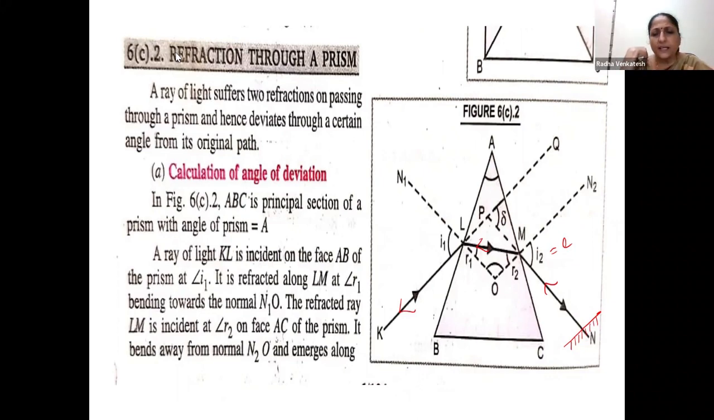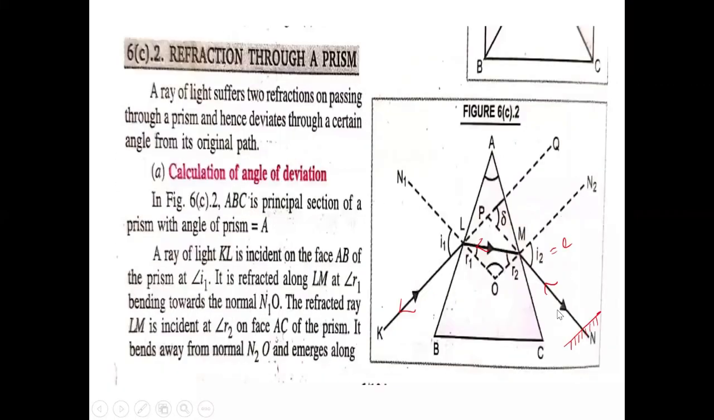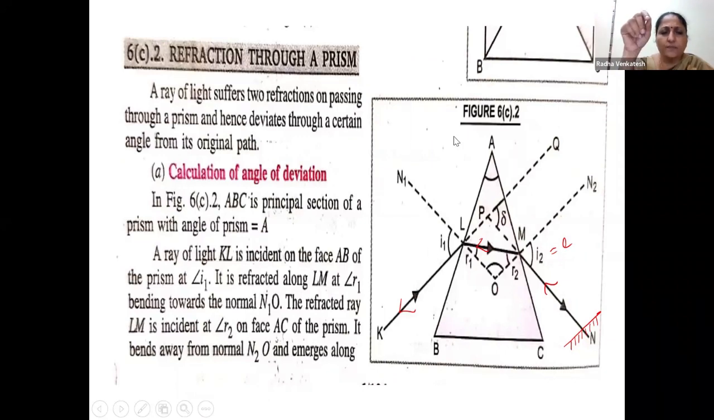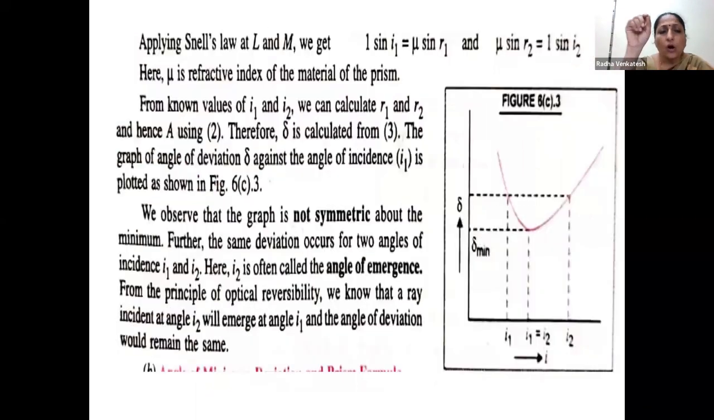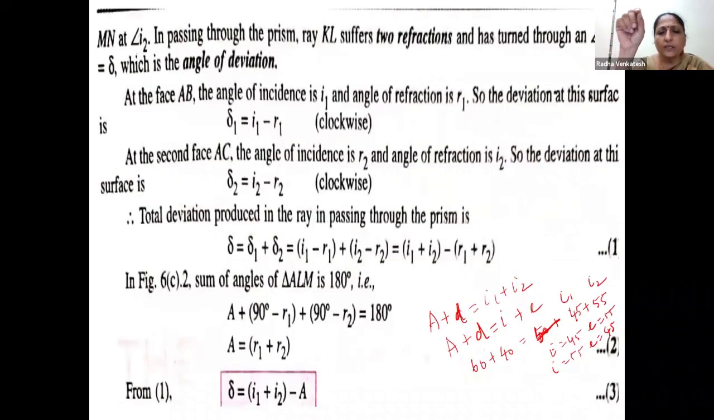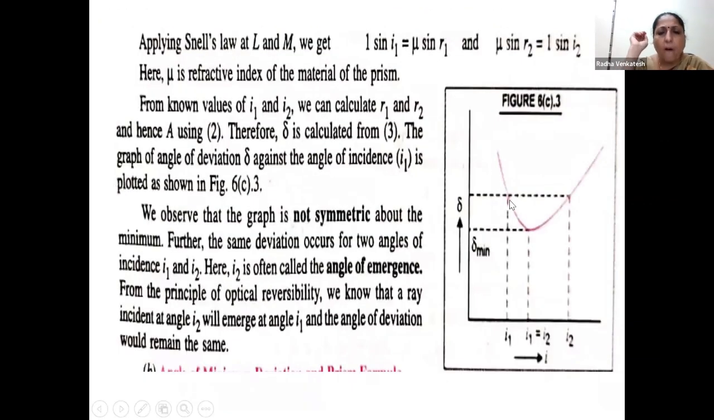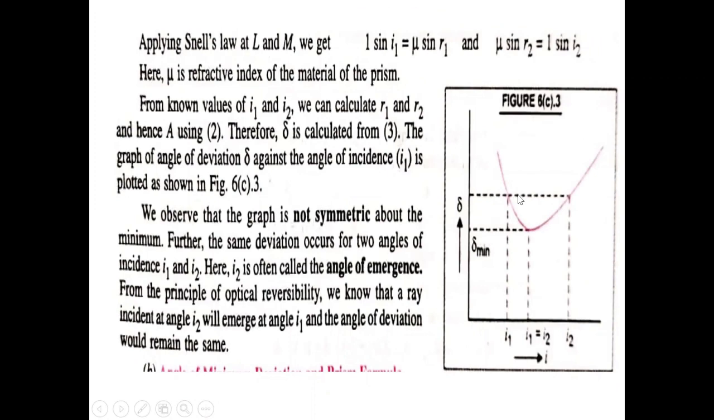And E becomes I, then I becomes E, correct? Are you getting it, teachers? Yes, ma'am. So this question is a board question. You can either explain based on the equation A plus D is equal to I1 plus I2, or you can explain it based on the principle of reversibility of light. For that, the graph is very much required. That is why the graph should be drawn, and the explanation for same D for two angles is this.